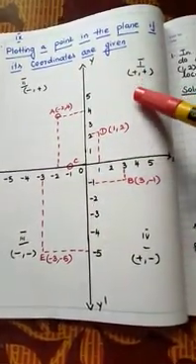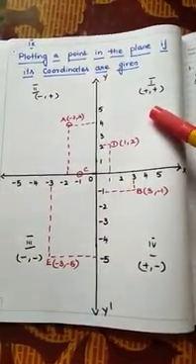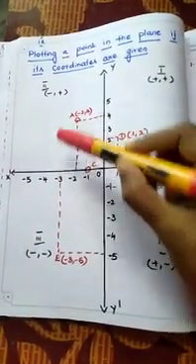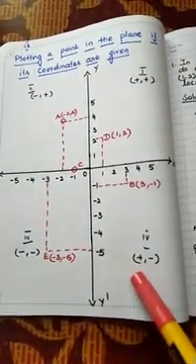The horizontal line and the vertical line divide the plane into 4 quadrants. This is the first quadrant, second quadrant, third quadrant, fourth quadrant. In the first quadrant, both x and y are positive. In the second quadrant, x is negative, y is positive. In the third quadrant, both x and y are negative. In the fourth quadrant, x is positive, y is negative.